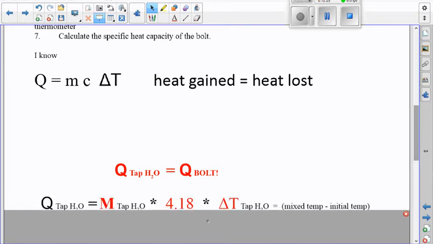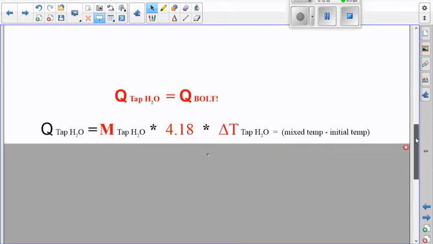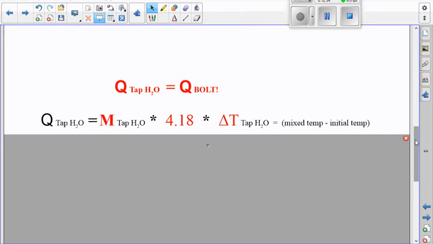Okay, so here's where I'm going to start with this. These are definitely good things to write down. I'm not going to worry about the Q of the bolt at first, because I know I can't figure that out without my C. Okay? So the Q of the tap water, Q equals MC delta T. So I know the mass of the tap water. I know the C of the tap water. And I know the delta T of the tap water. I hope you notice that I'm saying tap water a lot. I'm being very clear about what I'm talking about.